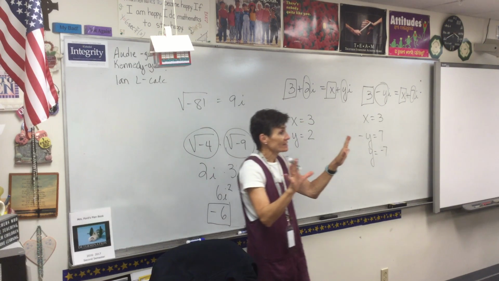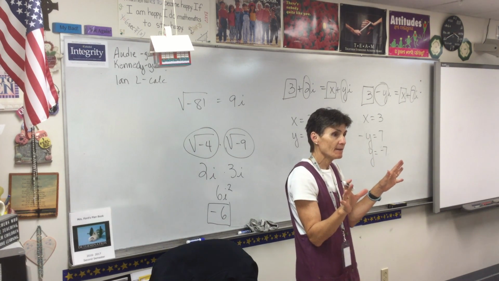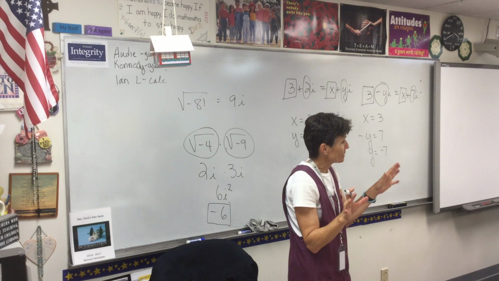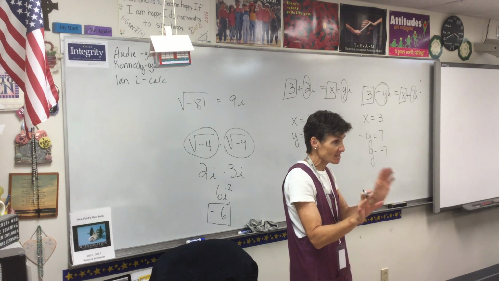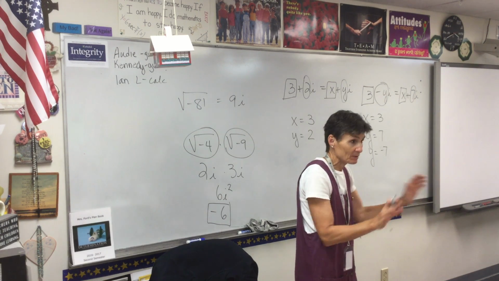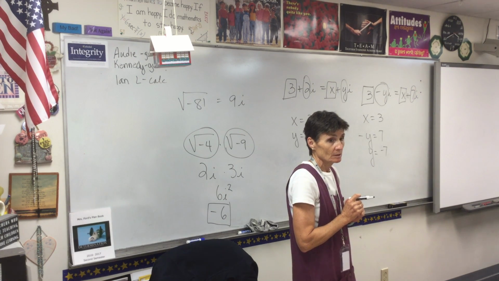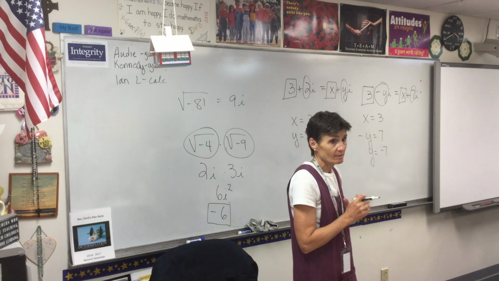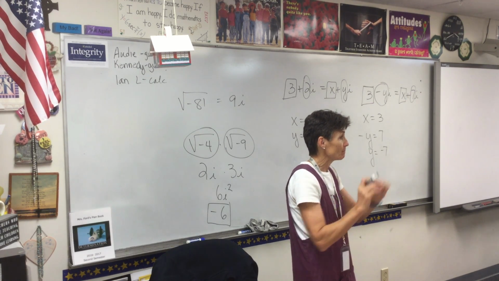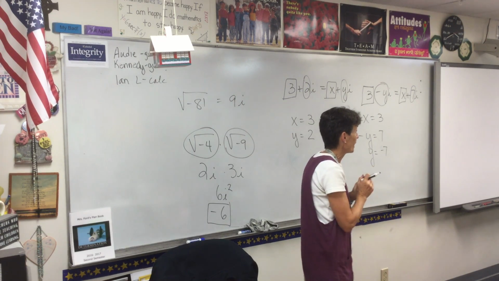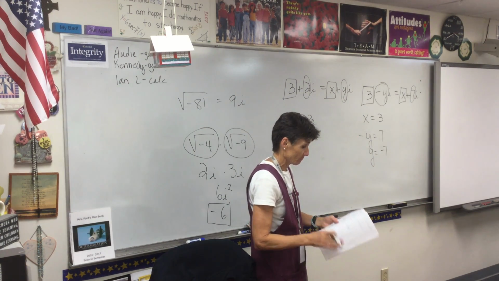When two complex numbers, that is numbers with i's in them, are equal to each other, the part with the i's has to be equal, and the part without the i's has to be equal. It's that easy. Whatever is hooked to the i, match them up. Whatever is not hooked to the i, match them up.